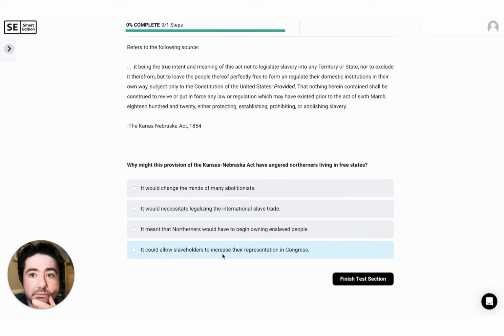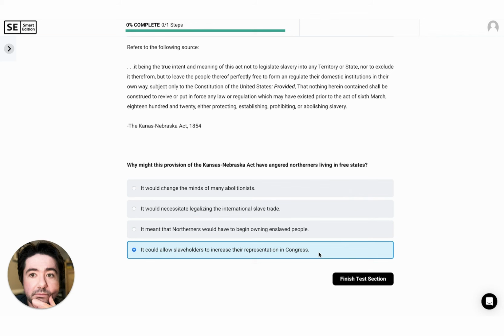So why is this part of this law that's supposed to actually make things better, why is it going to make people angry? So is it because it would change the minds of many abolitionists? Remember, the abolitionists were people who did not like slavery and wanted to get rid of it. Would the law necessitate legalizing the international slave trade? Would it mean that Northerners would have to begin owning enslaved people again, even in free states? Would it force slavery on them? Or could it allow slaveholders to increase their representation in Congress?